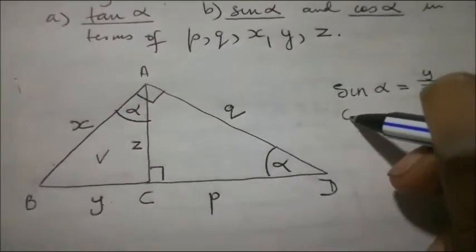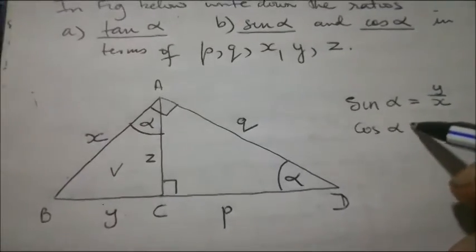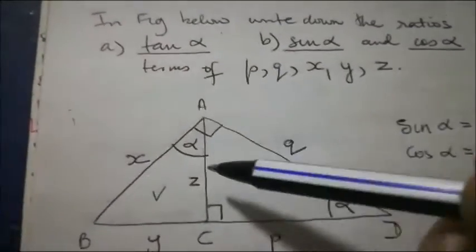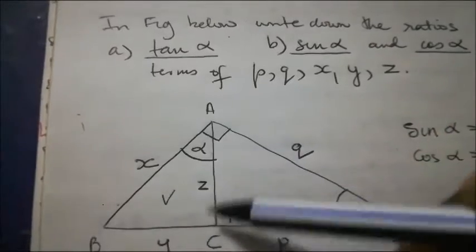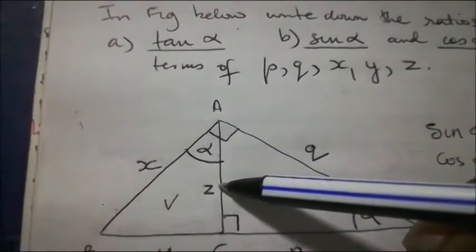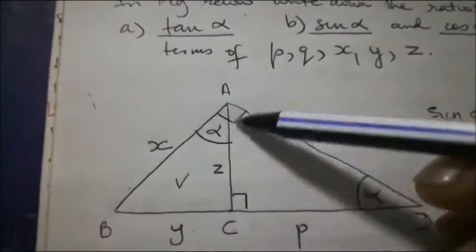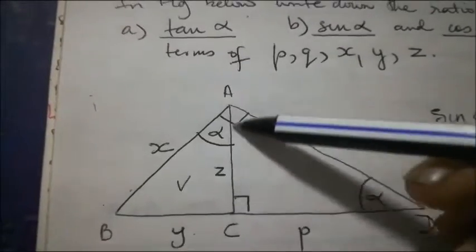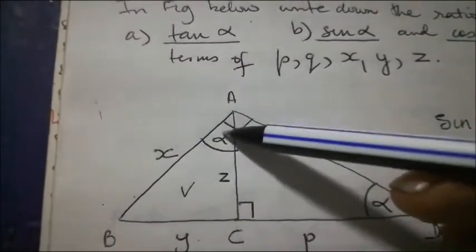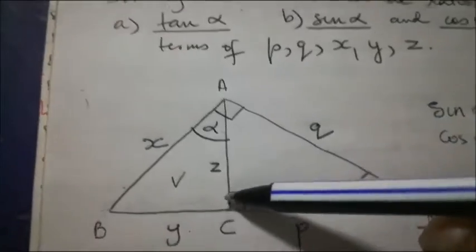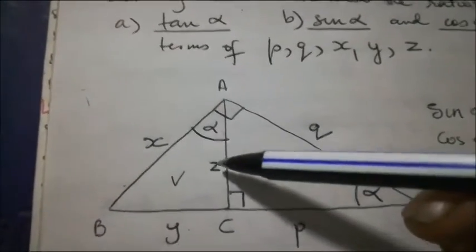We have cosine alpha now. Cosine alpha from this triangle will be equal to what? Z over x, because it's the adjacent. Adjacent means that this side is beside the angle, right? That's what the word adjacent means. So it will be z over x.